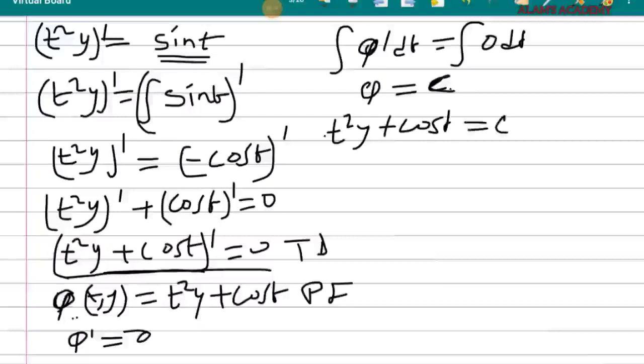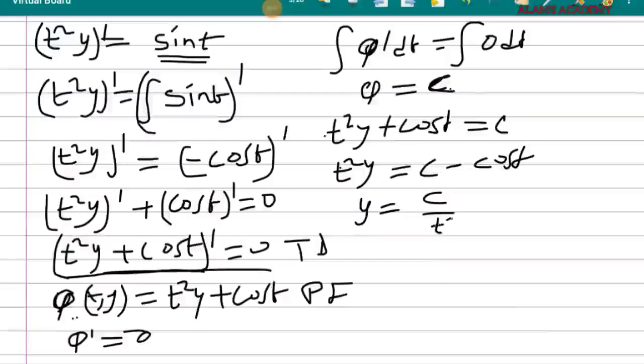Because I'm looking for y, I group like terms by sending the cos t across the equal sign. So I have t squared y is equal to c minus cos t, divide through by t squared, and this is equal to c over t squared minus cos t over t squared. So this is the general solution for the differential equation we are solving. But the question said to find the IVP.